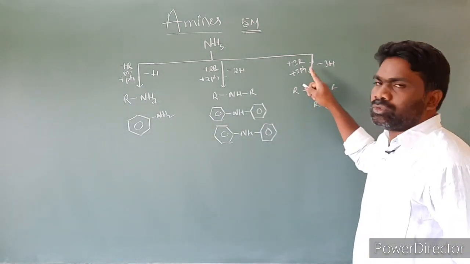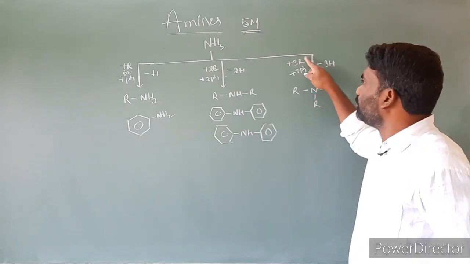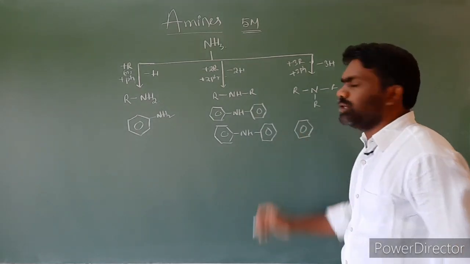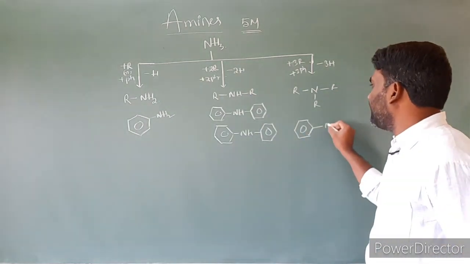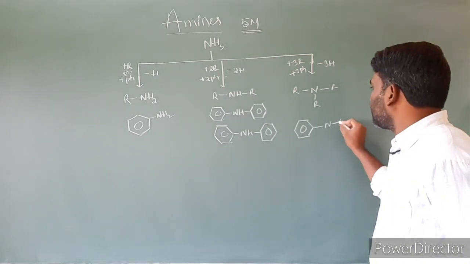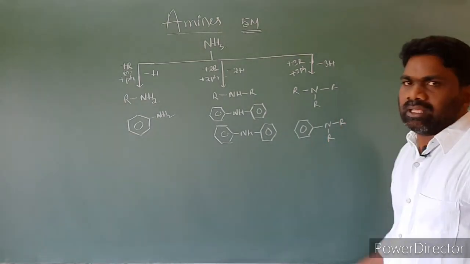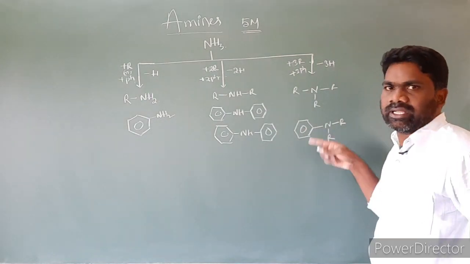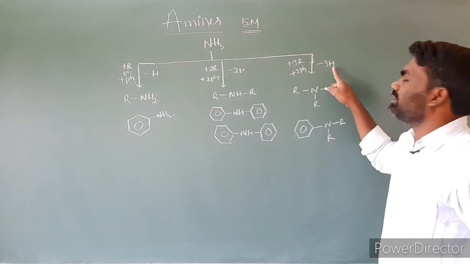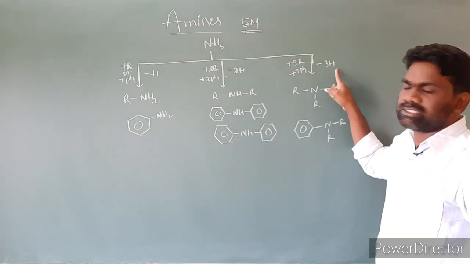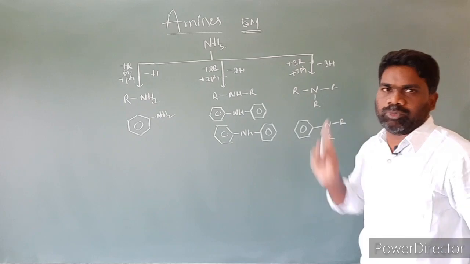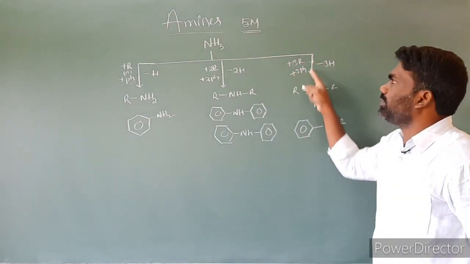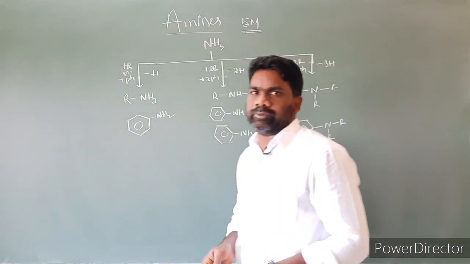Otherwise you can take 2 phenyls and 1 alkyl, or 2 alkyls and 1 phenyl. One example I will take. The ultimate thing is we have to remove 3 hydrogens. So 1 phenyl I took, and 1 alkyl I am writing, and another alkyl. Or you can write 3 phenyls also, or 2 phenyls and 1 alkyl. Anything you can take. The simple point is we have to remove 3 hydrogens, and in the place of hydrogens, we have to place alkyl groups or phenyl groups.